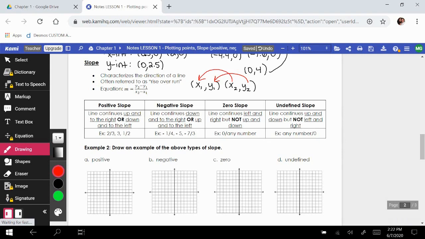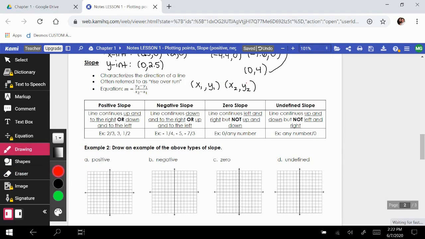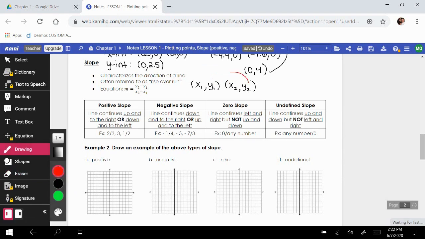You want to stay consistent with the order. So notice that my arrows go in the same direction. It would be incorrect to do this: if you did y2 minus y1 and then x1 minus x2, see how the arrows are not pointing the same way? That would be incorrect. You want to make sure you're staying consistent: y2 minus y1, x2 minus x1.